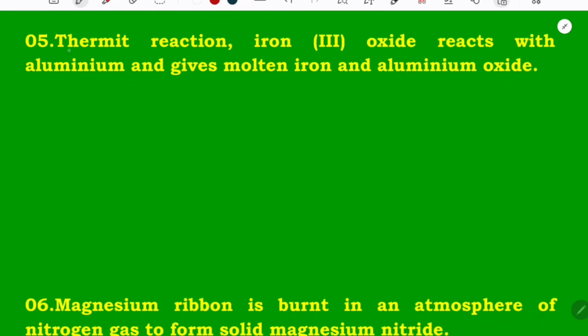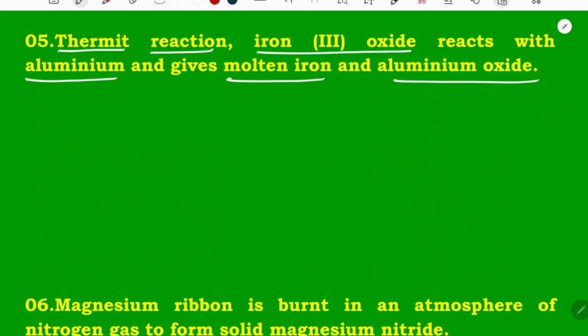question. So the thermite process, a very important process. This is the thermite reaction. So what is it asking? Iron 3 oxide reacts with aluminum metal, gives molten iron and aluminum oxide. So iron 3 oxide we can write as Fe2O3. Oxygen is always minus 2, so it will be 3. Iron 3 means that this 3 indicates the oxidation number of iron.